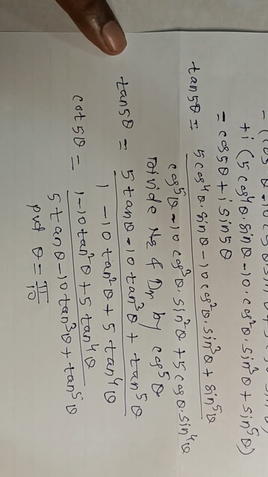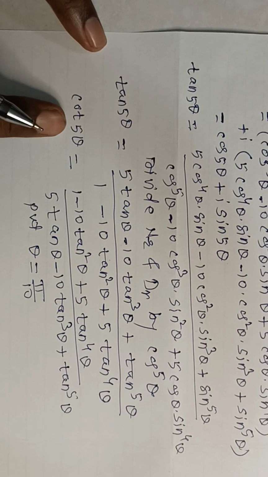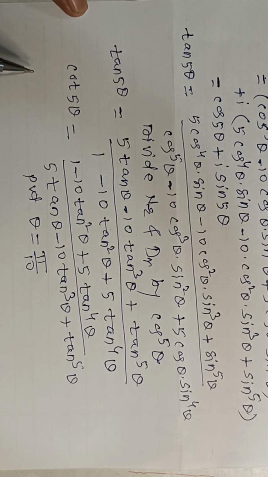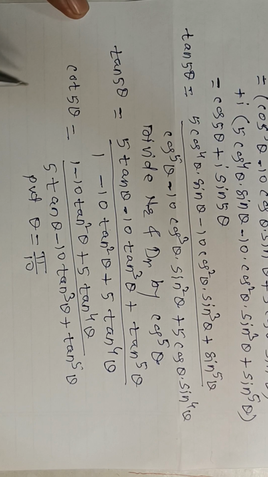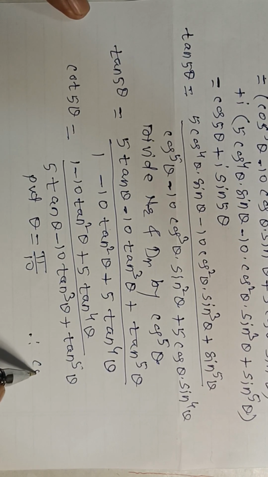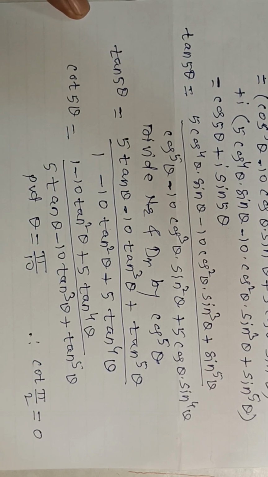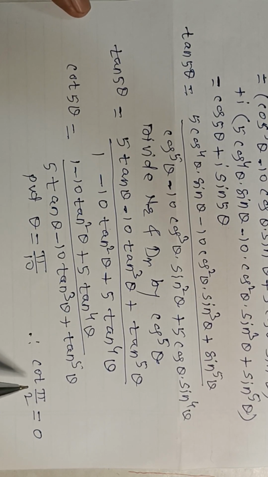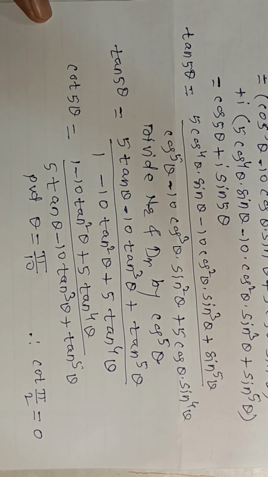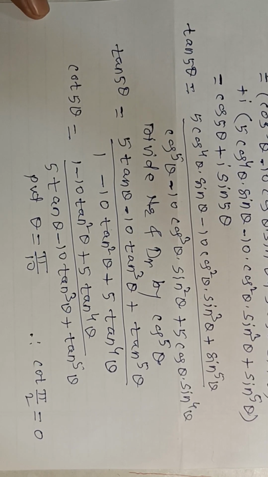Then left hand side, cot of 5 times pi by 10 becomes cot pi by 2. And you know cot pi by 2 is equal to what? Cot pi by 2 is equal to 0, because cot pi by 2 is the reciprocal of tan pi by 2, and you know tan pi by 2 is infinite, but cot pi by 2 is the reciprocal of infinite, that is 1 upon infinite, that is 0. Okay, so cot pi by 2 is 0.